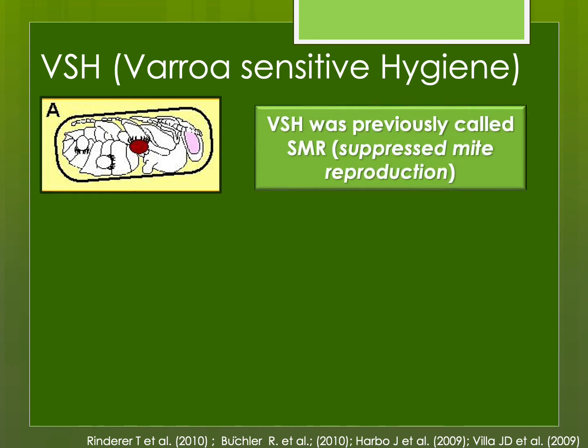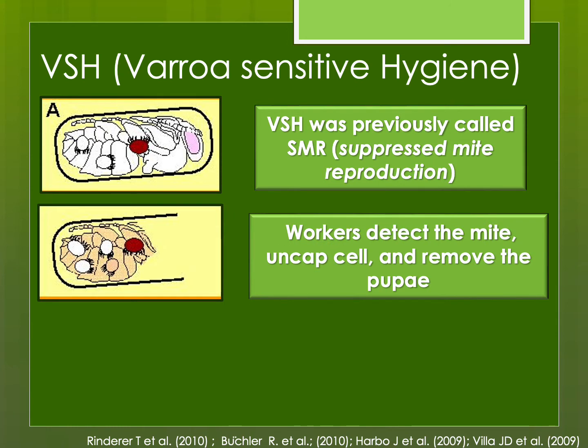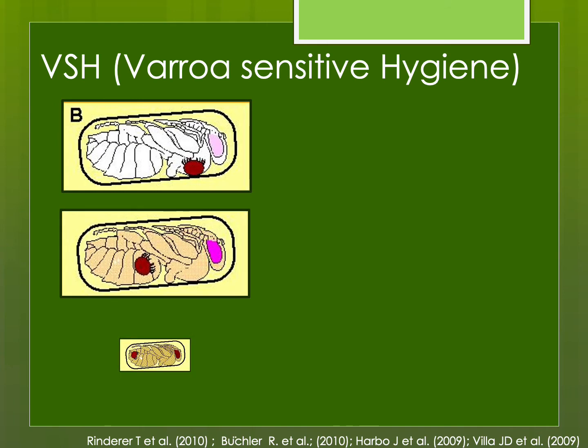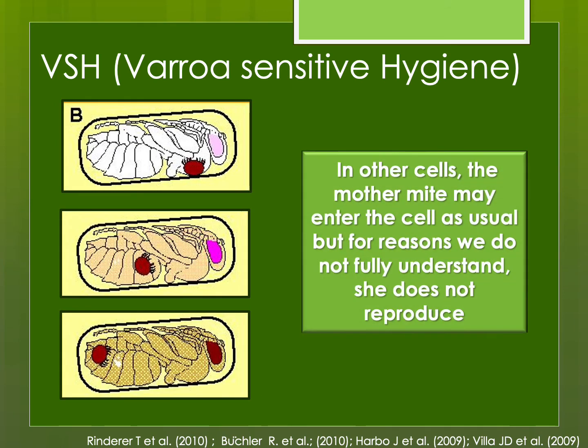And like I said, it was previously called suppressed mite reproduction. So what happens with this behavior: the workers detect the mite, they uncap the cell, and they remove the pupa. Even if the mother mite survives, her offspring do not.